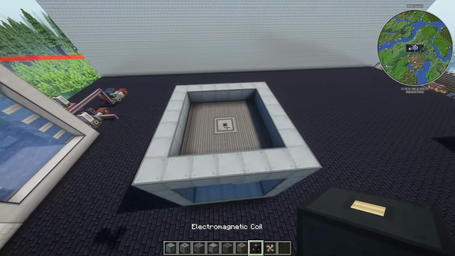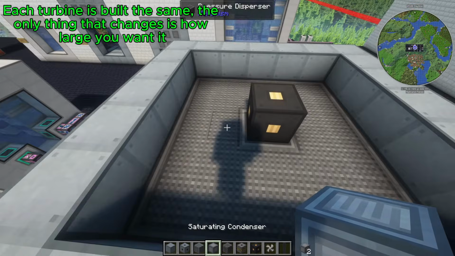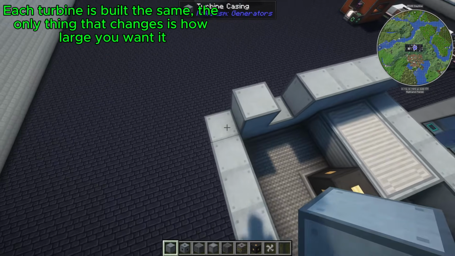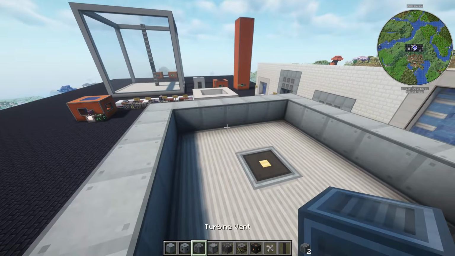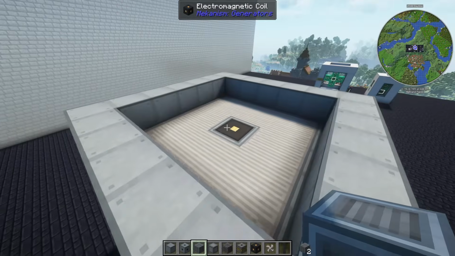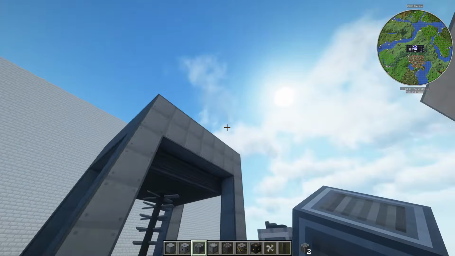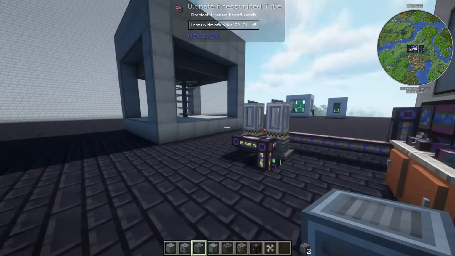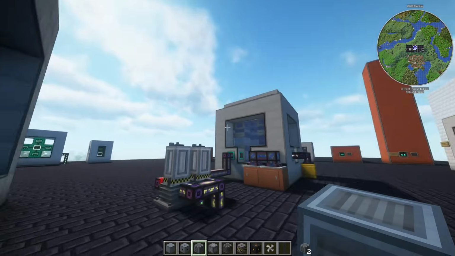So now right on top of the rotational complex, let's actually add an electromagnetic coil, and all around that, let's add some saturating condensers as well. And I'm actually gonna make this 1 block taller just so that I can place some glass in the top so that we can see it. So what saturating condensers do is when combined with turbine vents, which I'll install in a second, it turns steam that is not being used to generate power back into water, which if you don't have an infinite water source like this, you can actually bring back over into your reactor and have your reactor burn it again, which then would allow you to power this, and this would create even more power. So it's kind of like a renewable energy source.